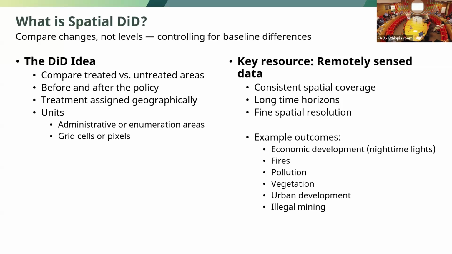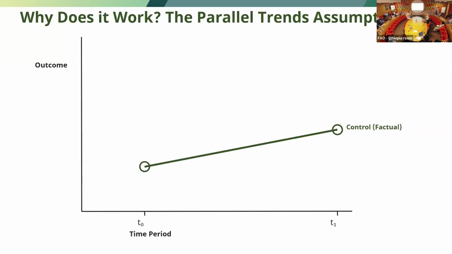So nighttime lights were one of the first applications that became very popular with economists, at least. Probably other fields were using other forms of spatial data long before that. And now more recent work has used fires, measured fires, and used that for impact evaluation. You can measure pollution, vegetation indices, urban development. I've seen projects measuring illegal mining using satellite data. And there's many, many more, right? The whole point of this conference is to show you all the things that are not on this list as well.